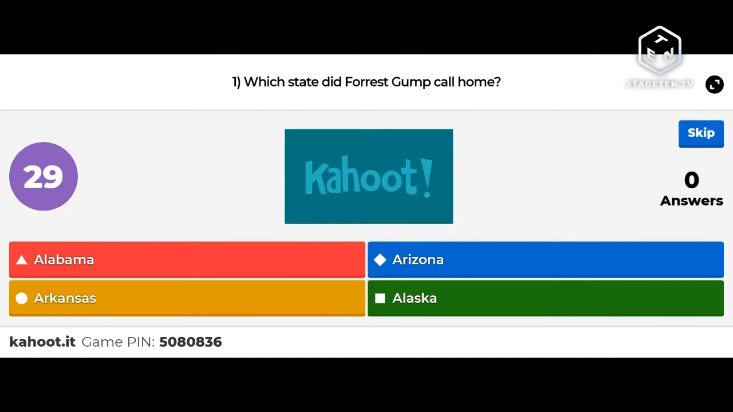Here's question number 2. In the movie Home Alone 2, who does Kevin McAllister ask for directions at the Plaza Hotel?